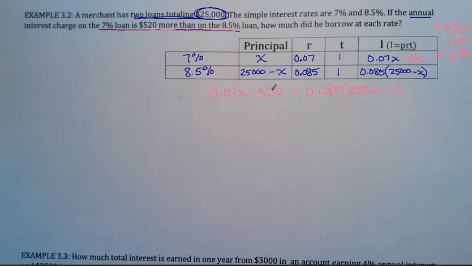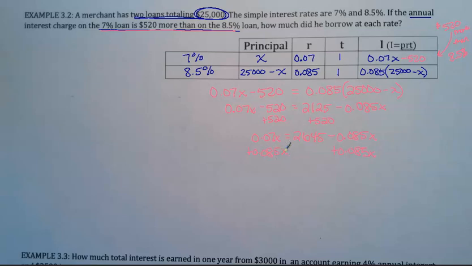This one I'm going to do without clearing any decimals. We're just going to leave the decimals as they are. So we need to distribute over here: 0.07x minus 520 equals 2,125 minus 0.085x. Then let's add 520. So I have 0.07x equals 2,645 minus 0.085x. Then I'm going to add 0.085x to both sides.